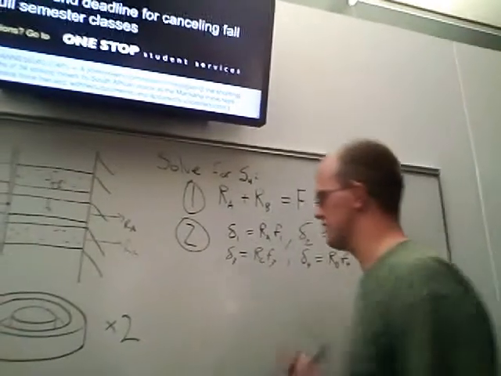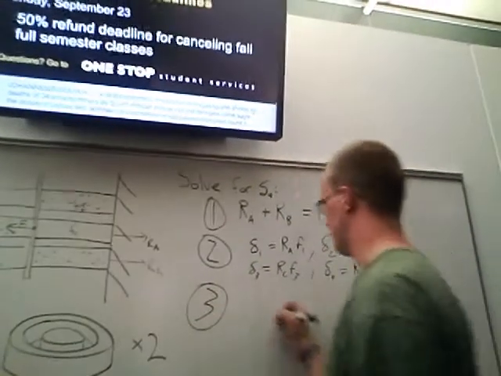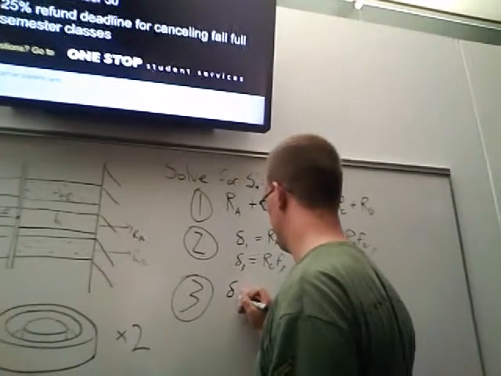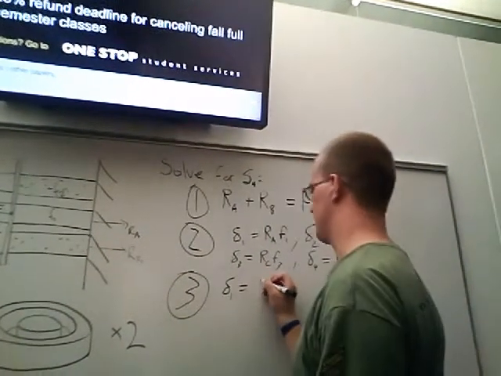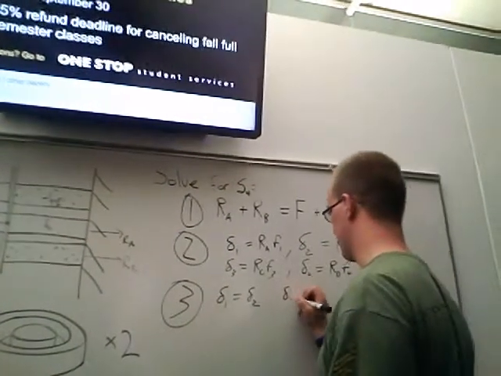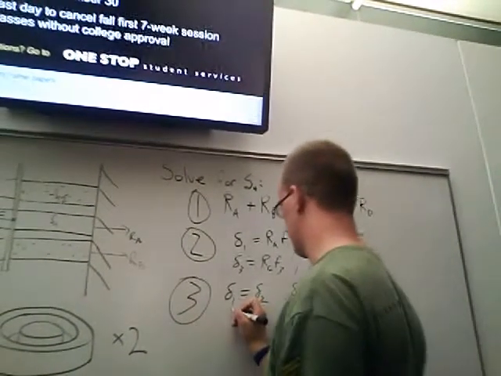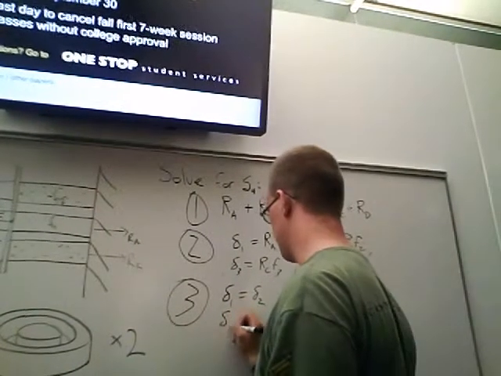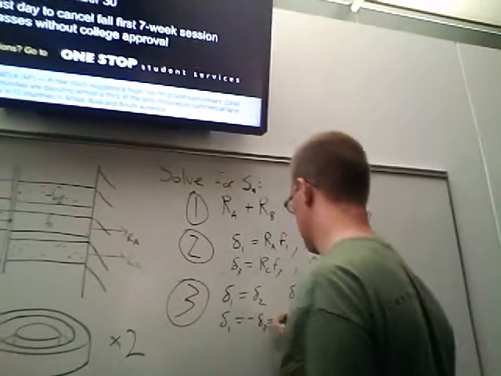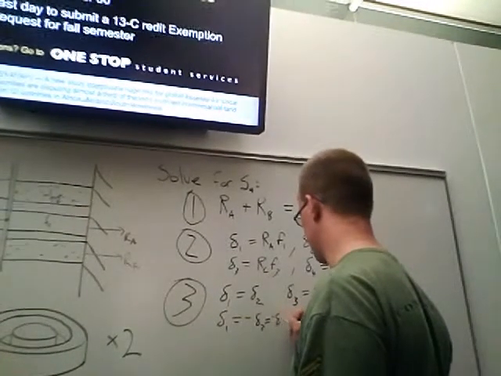Then finally we have some compatibility equations. That's our third set of equations. So we know that the displacement of the first one is going to be equal to the displacement of the second. And the displacement of the third is equal to the displacement of the fourth. And then finally, the displacement of the first is equal to the opposite of the displacement of the third, which is also equal to the opposite of the displacement of the fourth.